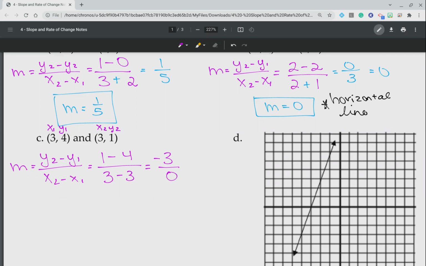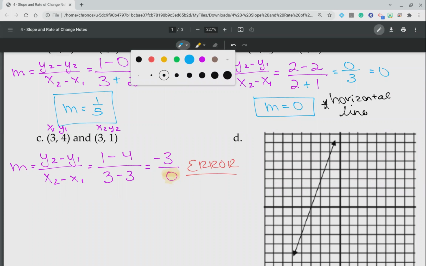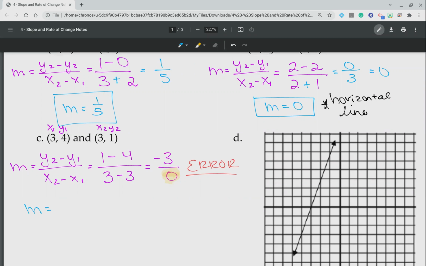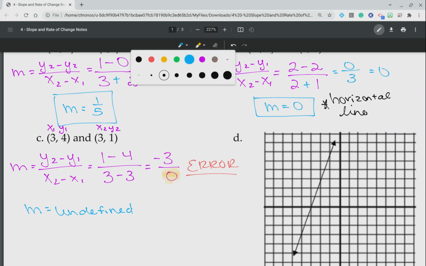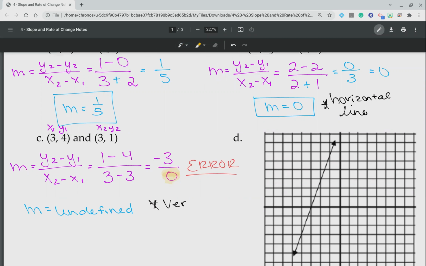Now, similarly to the last one, type that in your calculator. Type negative 3 divided by 0. When you type that in your calculator, you're going to get an error. Okay? You are not allowed in the world of math to divide by 0. It just doesn't work. So when you get an instance like this, where you get something divided by 0, we say that our slope is undefined. Now, any line that has an undefined slope is a vertical line.